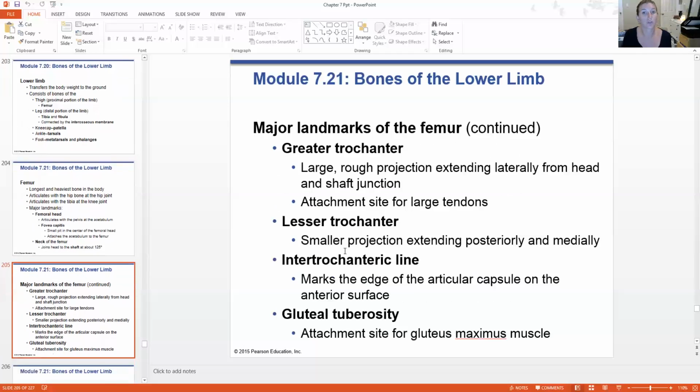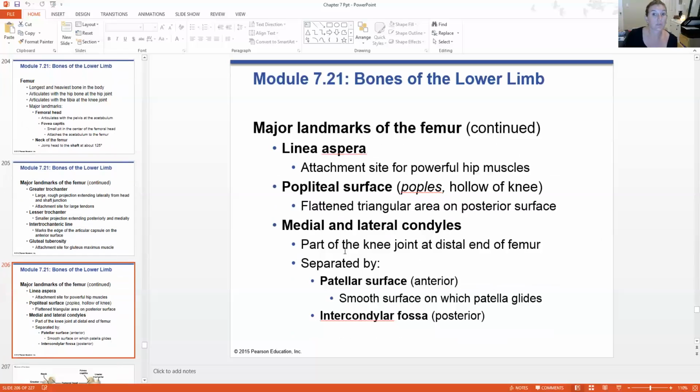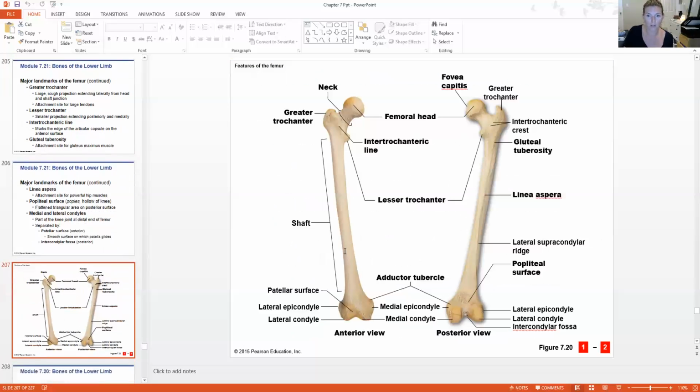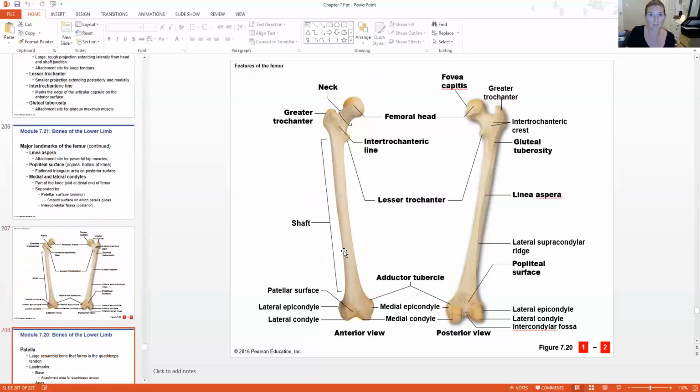There's a greater and lesser trochanter and intertrochanteric line, and a gluteal tuberosity. It's very similar to the humerus. Everything's just a little bigger. A linea aspera, a popliteal surface, the medial and lateral condyles, all structures on the femur. There they are. You'll get to know and love them in lab.